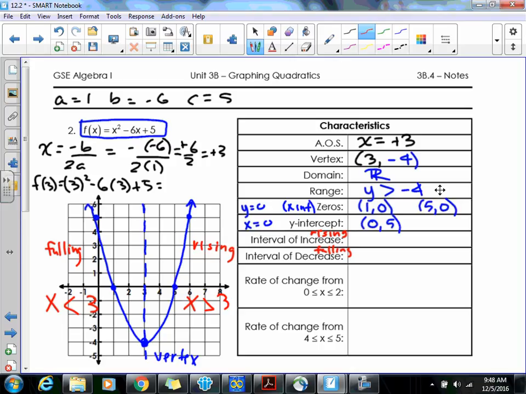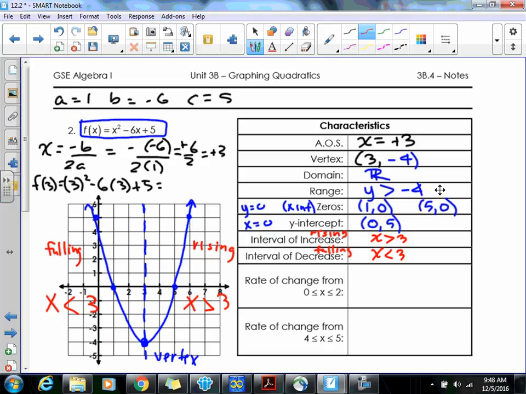So this is the side that's falling, so I'm going to put x less than 3 on that side, because that's the side that's falling. This is the side that's rising or increasing. I'm going to put x greater than 3. It's rising on the right, it's falling on the left. Okay? So the right-hand side is the greater than side, the left-hand side is the less than side.